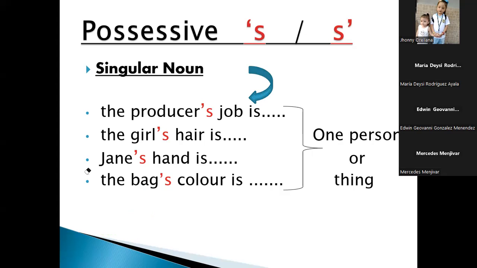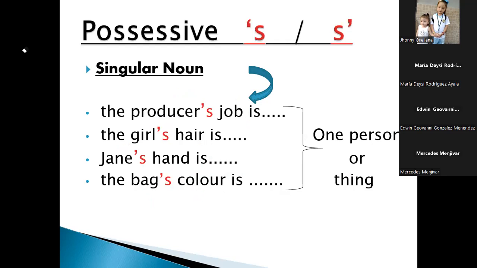All right, singular. Okay. The producer's job, miren, aquí, the producer's job. Primero ponemos el sustantivo y luego quedamos en que el trabajo del productor. The girl's hair, el cabello de la chica. Jane's hand, la mano de Jane. The bag's color, el color del bolso, belongs to this. Yes? Okay, so whenever we use the apostrophe S, en singulares, va de la siguiente manera. One thing. Ahora vamos a regresar a eso para hacer ejemplos. Let's check on the next one.